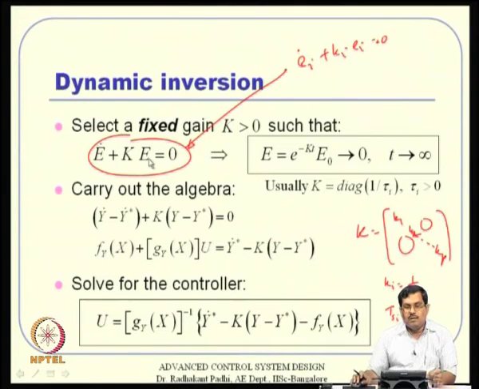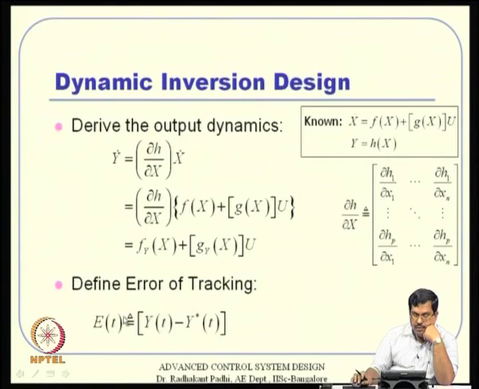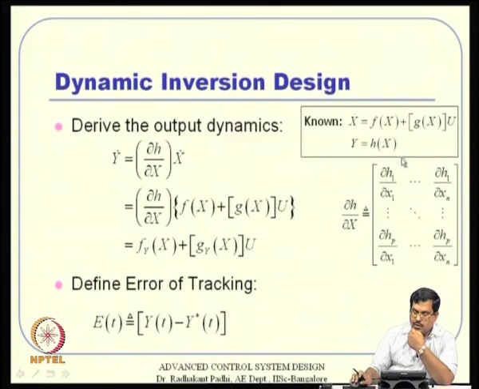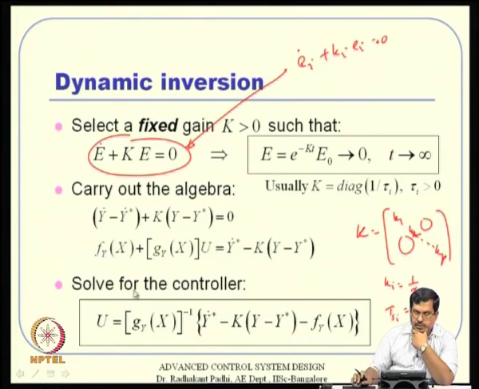So, how do you design a controller to satisfy this dynamics? That becomes a very straightforward approach, because we know the definition of E now, E equal to y minus y star. So, just substitute E equal to y minus y star, and then E dot is nothing but y dot minus y star dot, where y dot is what we computed already. So, substitute y dot as f y of x plus g y of x times u, then take everything else to the right hand side, and ultimately you try to solve for u.